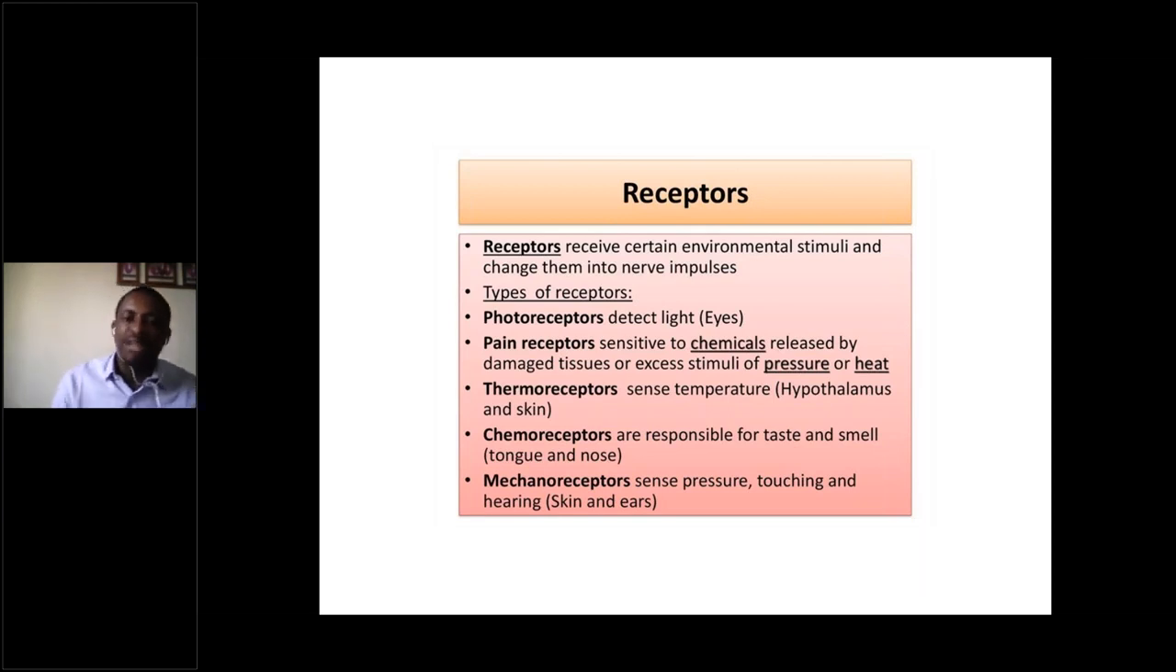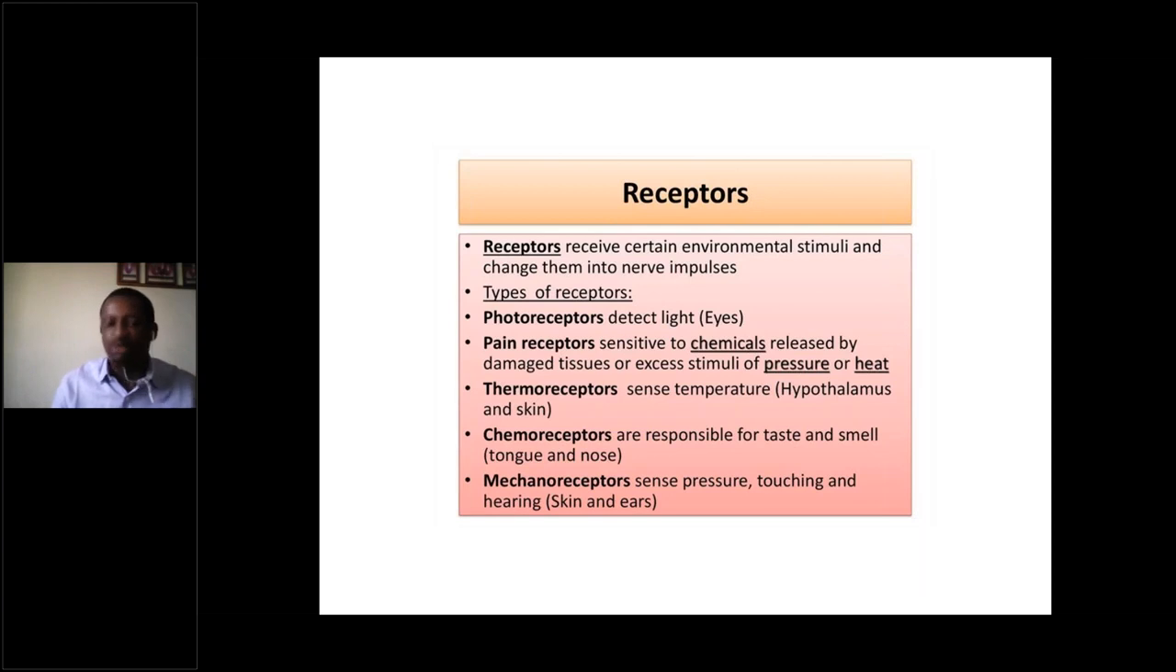Then there are mechanoreceptors. These sense pressure. Why are you pushing me? Your hand is strong. Your hand is painful. Why is somebody saying that? Because the mechanoreceptors have sensed the pressure. There are people that when they shake you, you'll be wondering, is it a human being that shook you, or is it iron, a robot that shook you? So it's the mechanoreceptors in your skin.